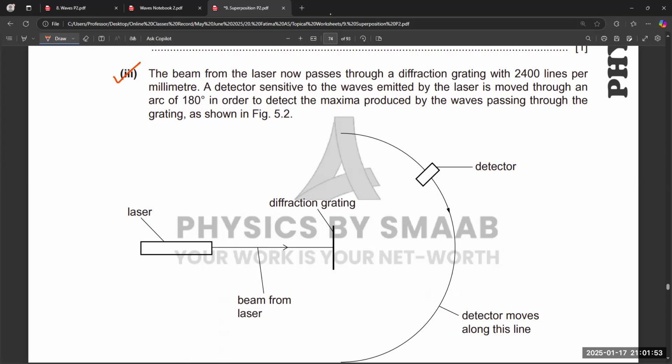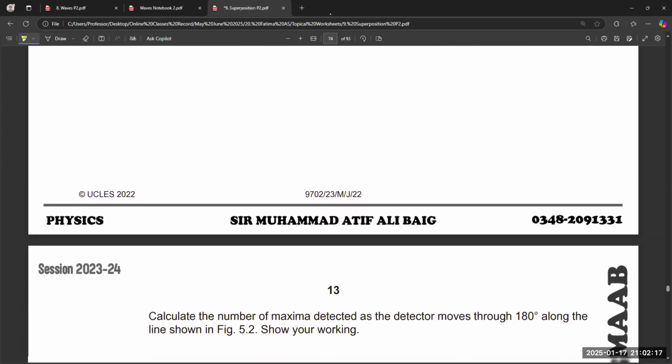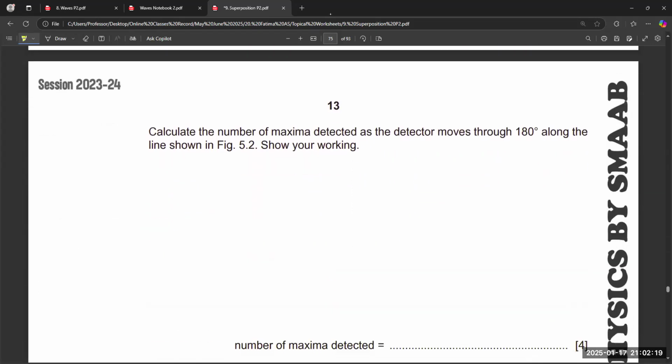Okay, the beam from the laser now passes through a diffraction grating with 2400 lines per millimeter. A detector sensitive to the waves emitted by the laser is moved through an arc of 180 degrees in order to detect the maxima produced by the waves passing through the grating, as shown in figure 5.2. Calculate the number of maxima detected as the detector moves through 180 degrees along the line shown in figure 5.2.